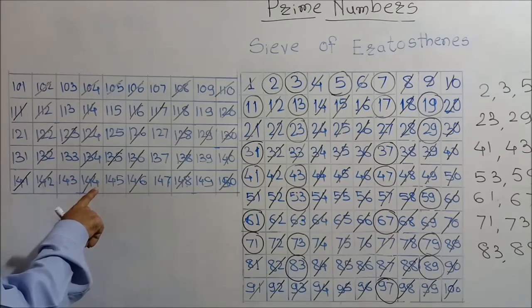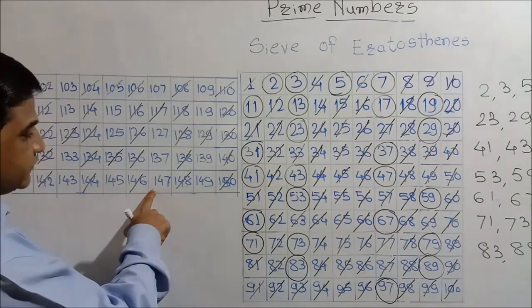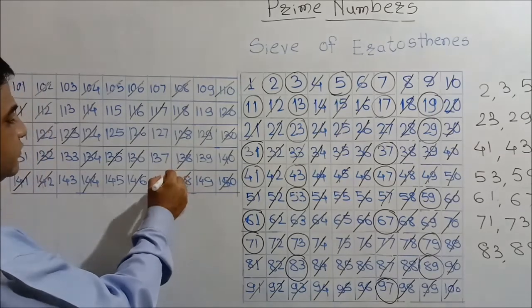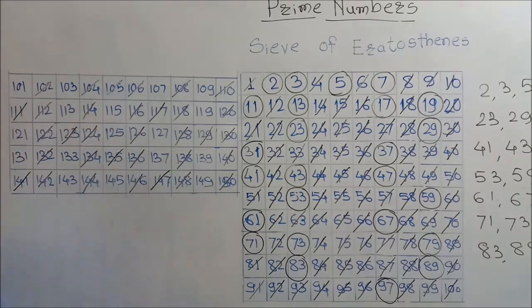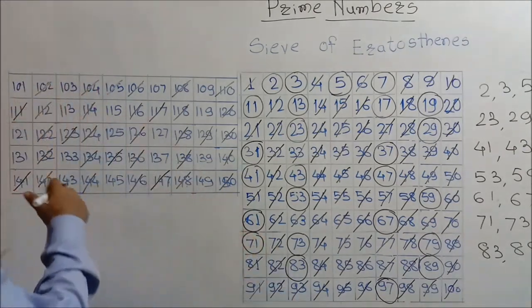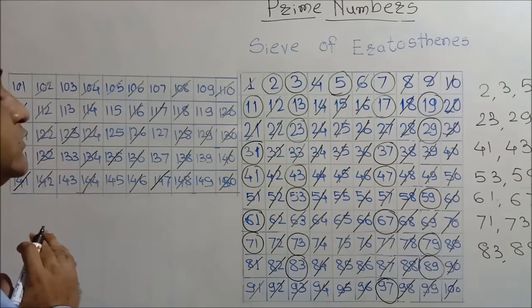Then we are having 144. Then we are having 147. 1 plus 4 is 5, plus 7 we are getting 12. 12 is in the table of 3, so this number is divisible by 3. And after that we are having 150. Okay, so we have crossed all the multiples of 2 and 3.